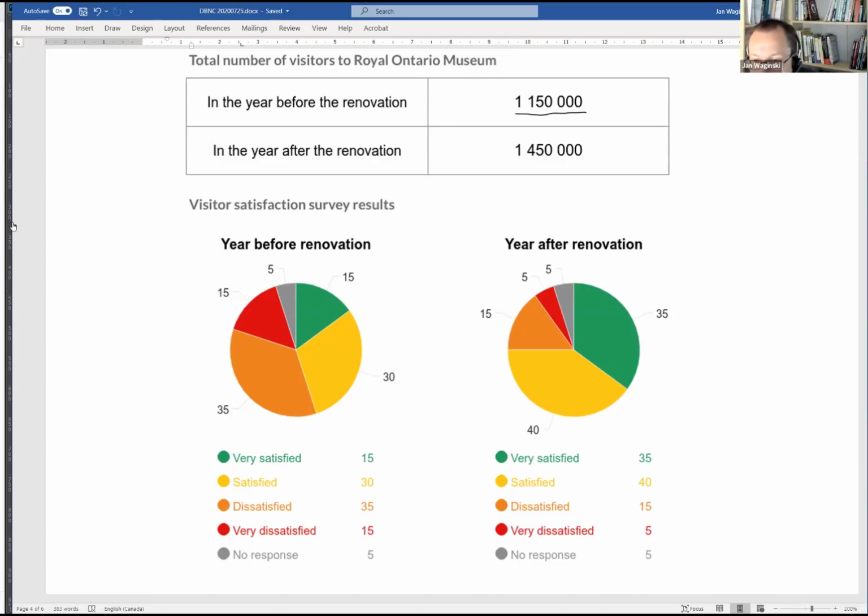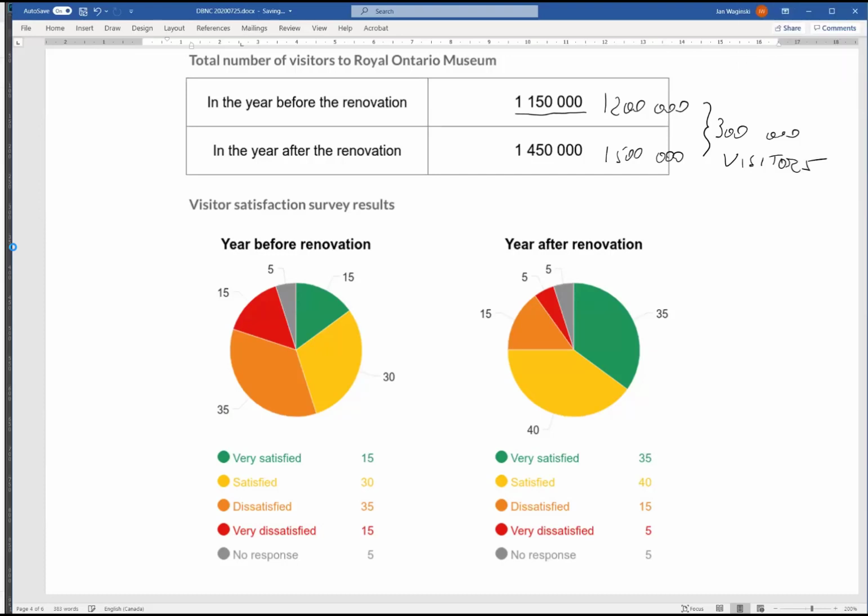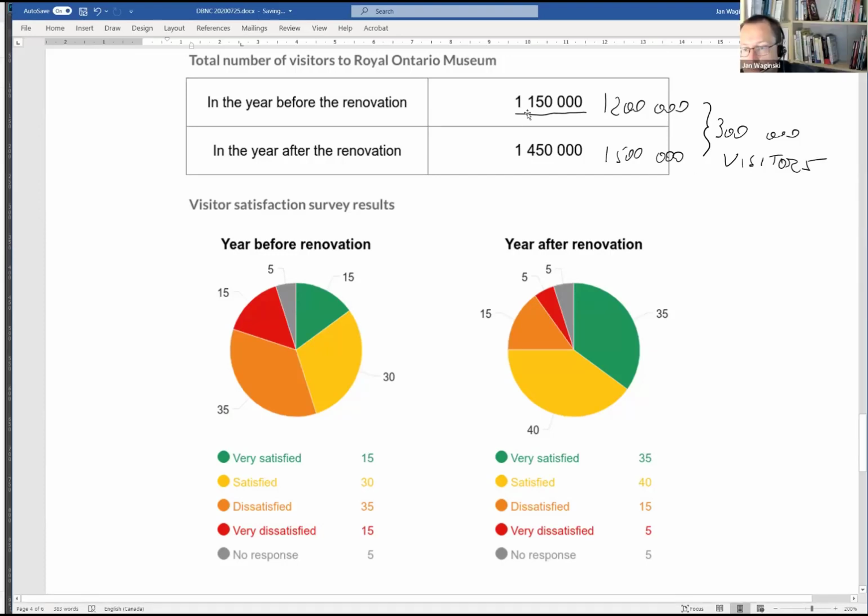That's right. So if we treat this for a second as if it were 1,200,000, and this one, so the difference is anyway, it's 300,000 visitors, right? But if you round the numbers a little bit, you get something that's much easier to calculate. So by what percentage did the number of visitors increase?